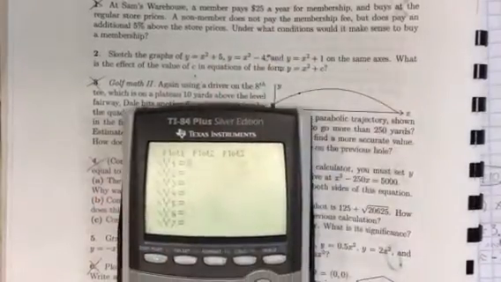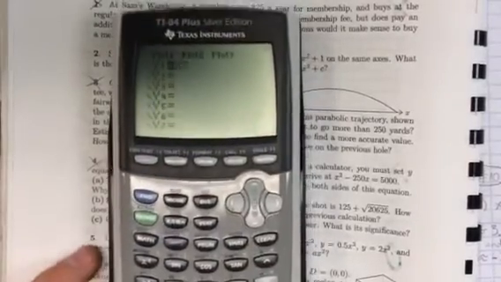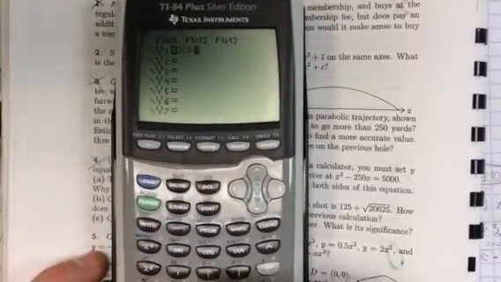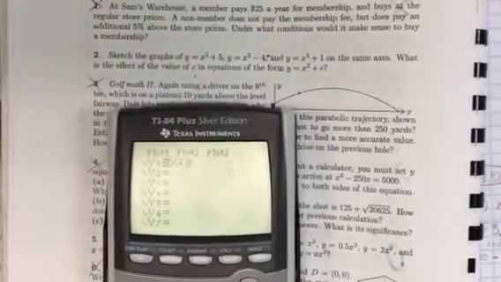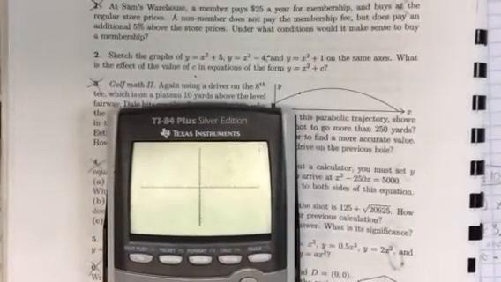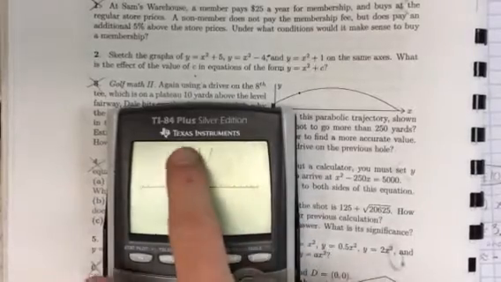So let's try it. Here I'm going to put in y equals x squared. I put in x here, and then the squared button is down here, x squared, and then we want plus 5. And now I'm not going to look at the graph. I could, and it's going to show me that, but that's not going to give me the points I need. I need the points that are on this graph.